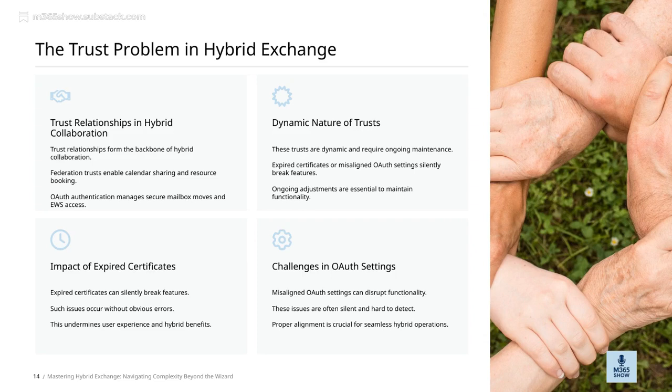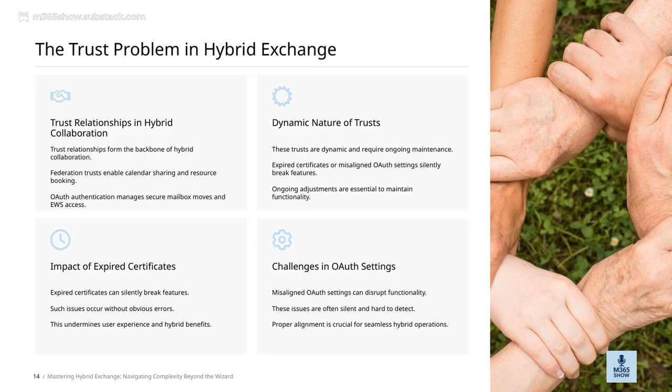Because trust relationships are dynamic, they require ongoing maintenance. Trusts don't last forever. They need regular adjustments, especially when certificates expire or OAuth settings drift out of alignment. If we neglect this, features can break silently, and that's why continuous monitoring and updates are so important to keep everything running smoothly. Finally, trust relationships form the backbone of our hybrid collaboration. Federation trusts enable us to share calendars and resources, making collaboration seamless.